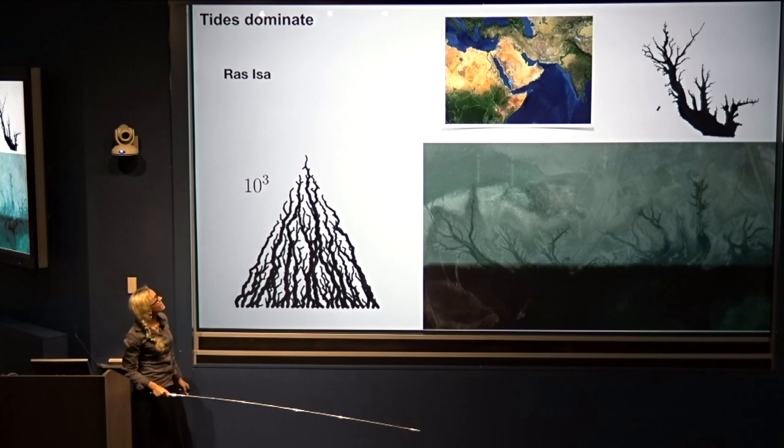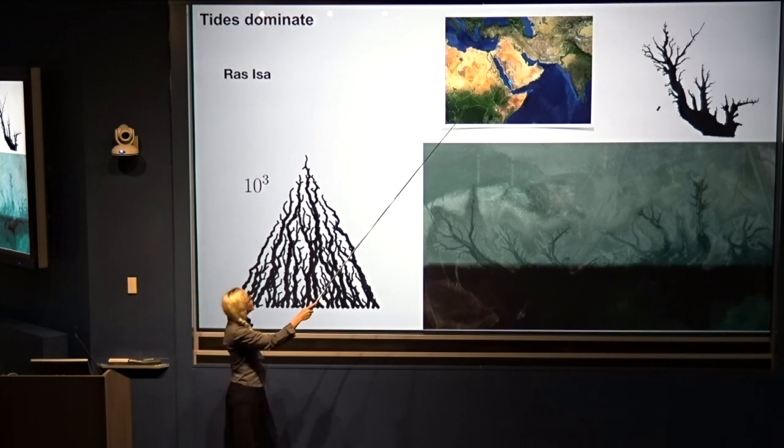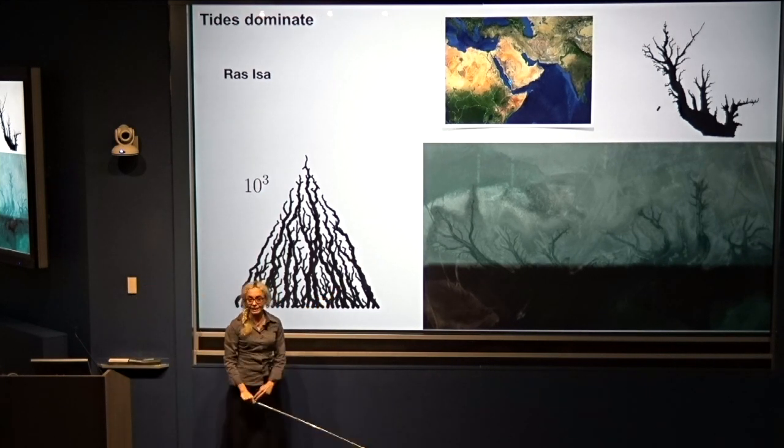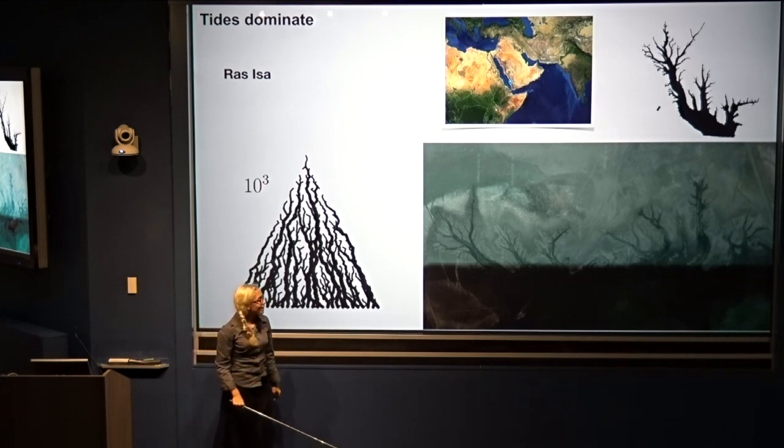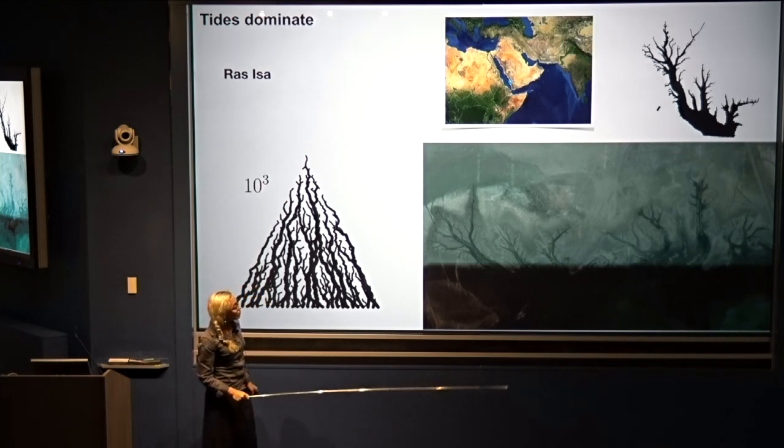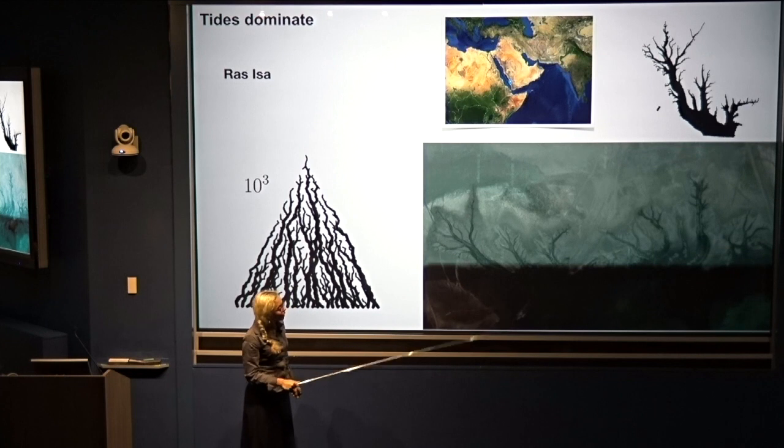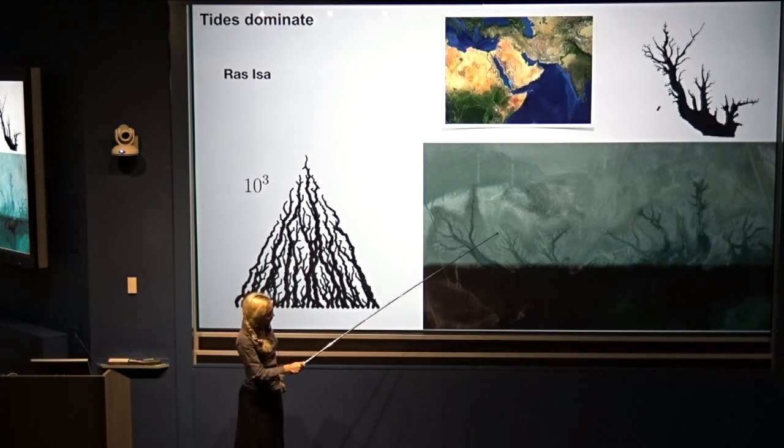And here is my favorite. This is the Ras Issa, which is, I think, in Yemen. This delta is just tides. There is no water that's coming from the mountain. In this Google image, the contrast, you can see it very well.